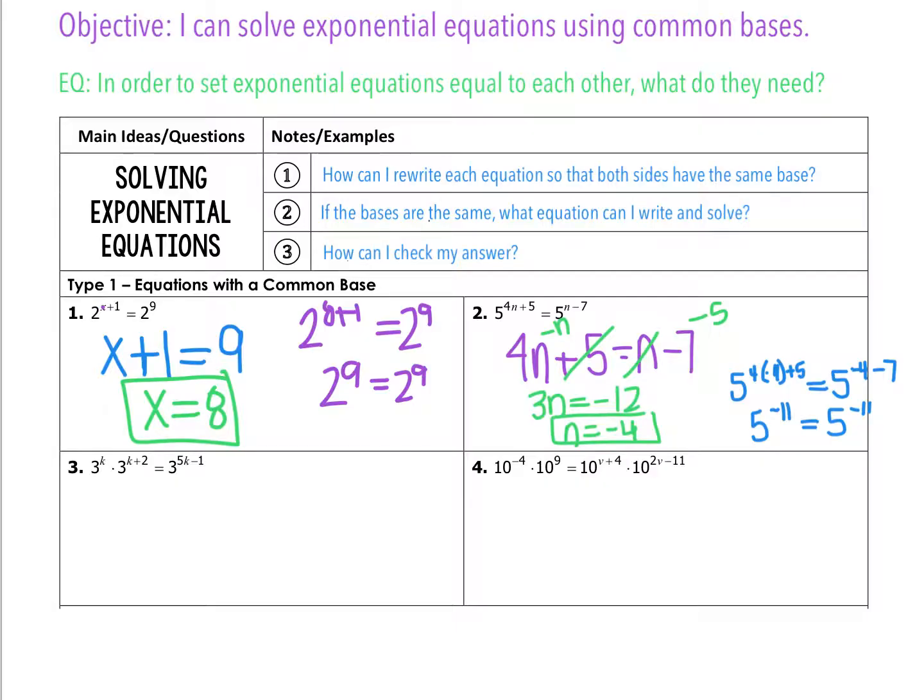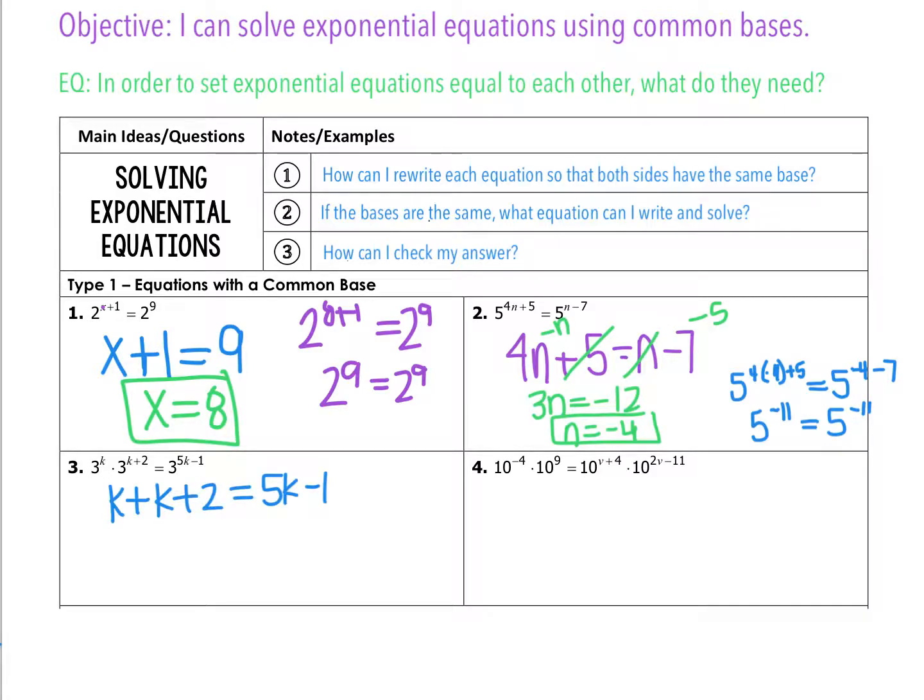All right, so what I'd like you to do is go ahead and pause the video and see if you can work through number 3. It looks a little bit different, but you're going to follow the exact same thing. If the bases are the same, then what equation can I write and solve? Go ahead and pause the video.